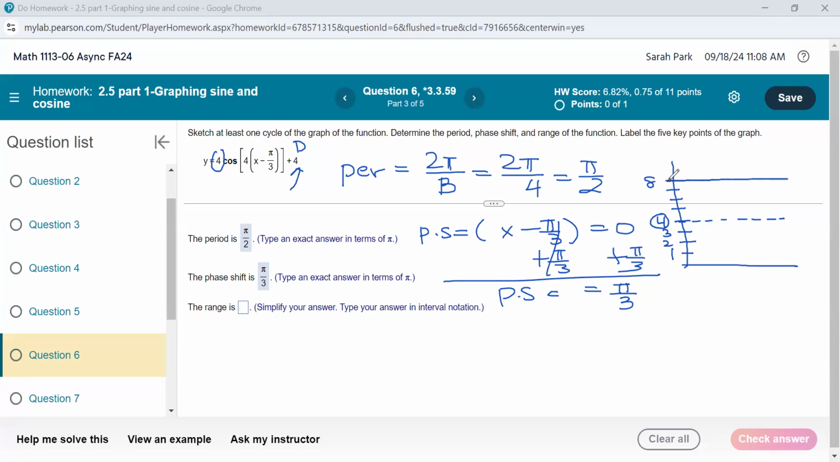So that's the highest. And then the lowest it's going to go, if I go down 4, because that's my amplitude, the lowest it can go, and let me use a different color, is 0, right? Because your amplitude is 4. So the range goes from 0 all the way to 8. So you write the range as an interval going from bracket 0 to 8.